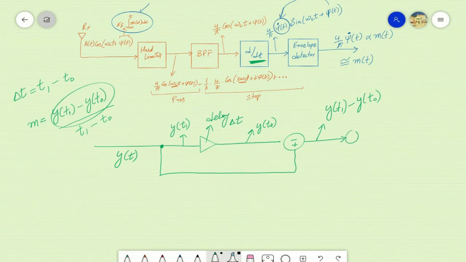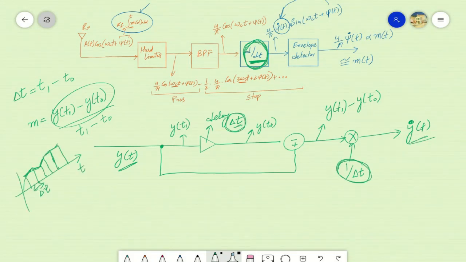Then if we scale this difference of the signal by a parameter equal to 1 divided by delta t, we can obtain the derivative of this signal y of t. If y of t is the input signal, we will get the derivative of y of t as output of this system. This block diagram can be used to realize the derivative operation used in the demodulation of angle modulated signals. An appropriate choice of delta t can help to obtain a realistic derivative of the input signal. Ideally, we want delta t to be infinitely small.